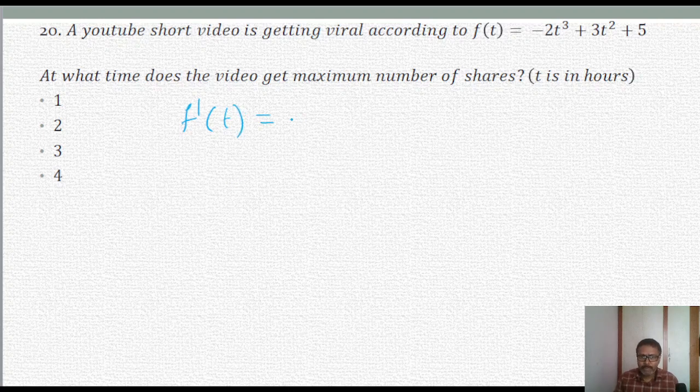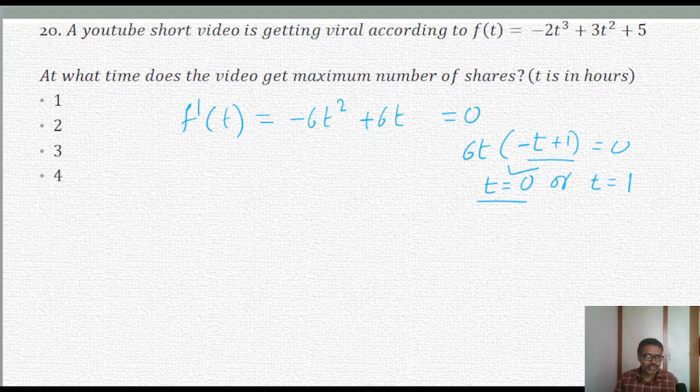That will give you minus 6t square plus 6t. Make it equal to 0 to find the critical points. Take out 6t common in this. So you'll get minus t plus 1 is equal to 0. So 2 points we are getting, t is equal to 0, and from this t is equal to 1. So clearly, at time 0 it cannot be maximum, correct? At 0 time, you are just uploading the video to YouTube. At 0 time, can the viewership be maximum? Can the shares be maximum? It is impossible. Actually t is equal to 1.